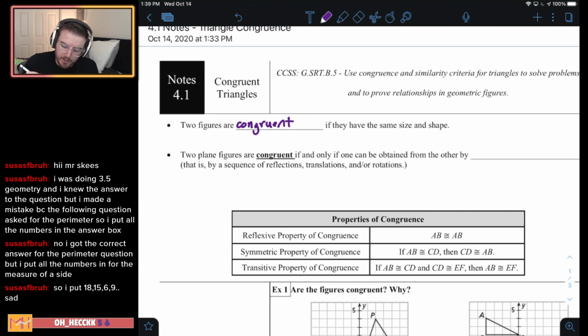Two plane figures are congruent if and only if one can be obtained from the other by rigid motions. That's why we do transformations before this unit, because transformations help us determine whether two figures are congruent.